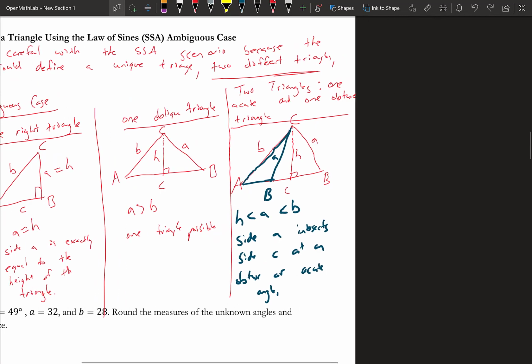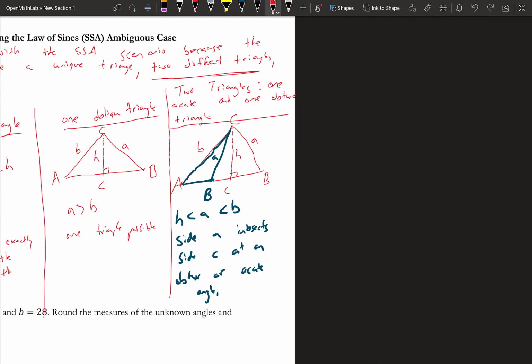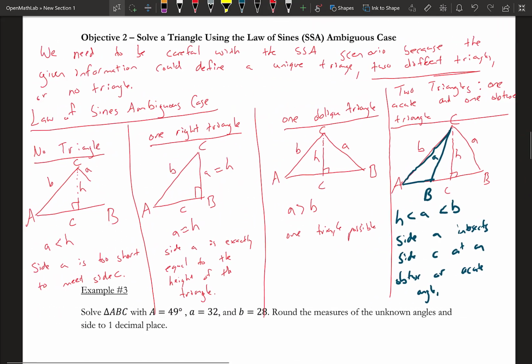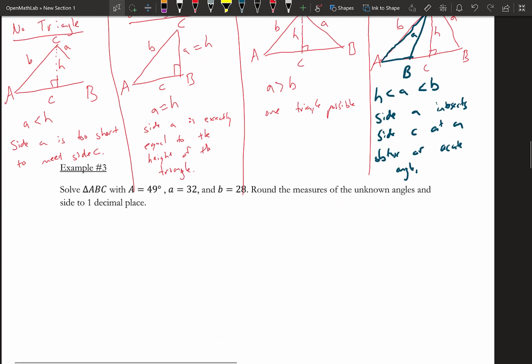That makes sense to have two different options because sine is, for example, positive in the first and second quadrant, right? So we might have a solution here. Maybe that's my reference angle, that's my reference angle. So I'm going to have one acute possibility and then one obtuse possibility, right? So it's possible that I could end up with possibly two triangles when I'm solving for sine. And we'll see an example of that.